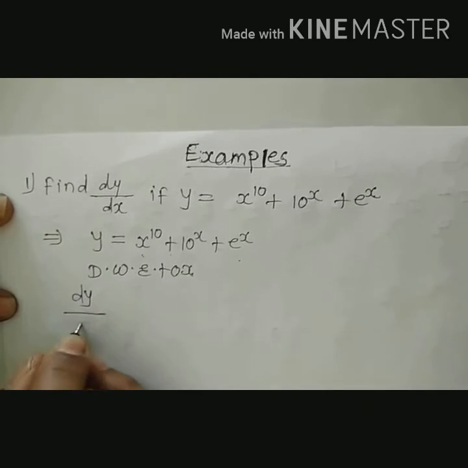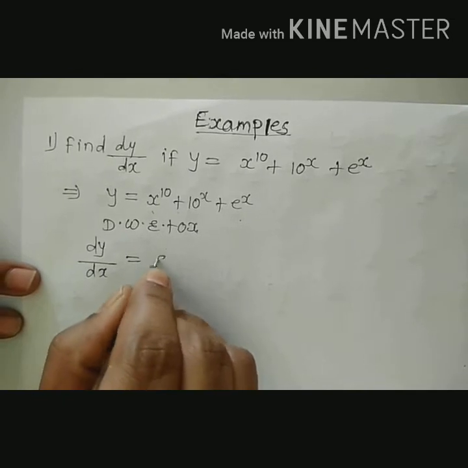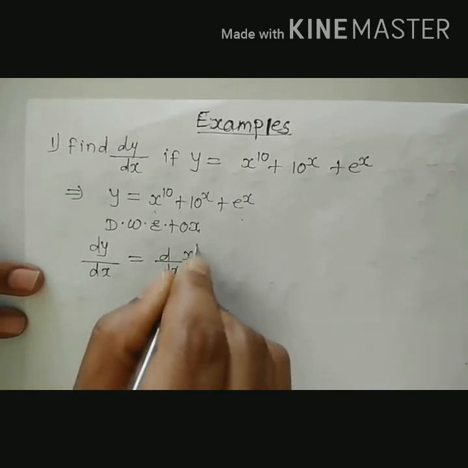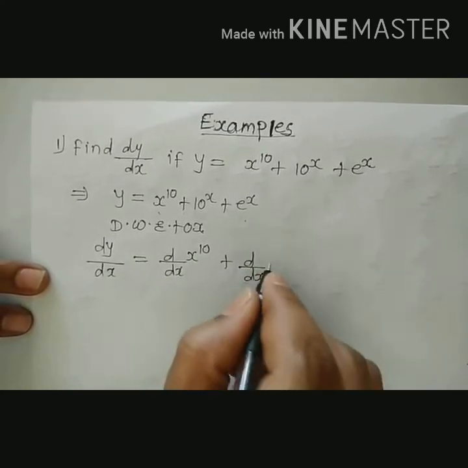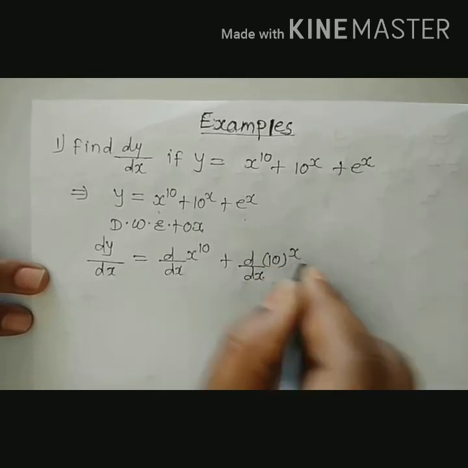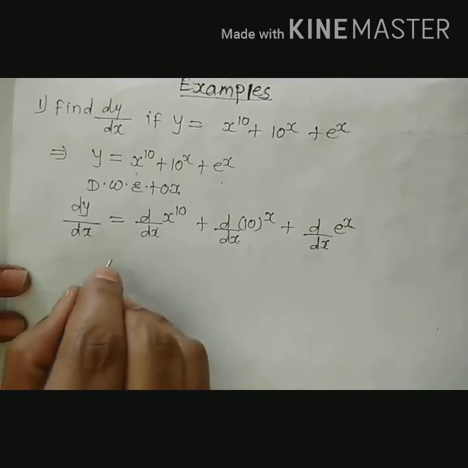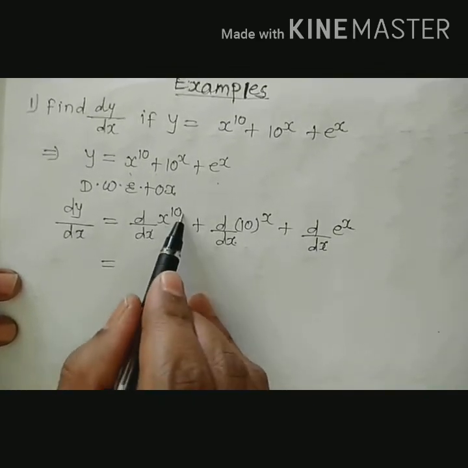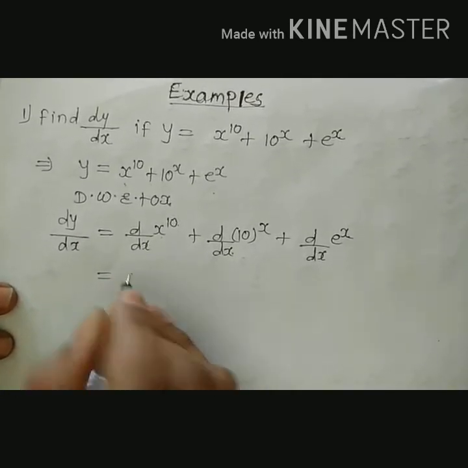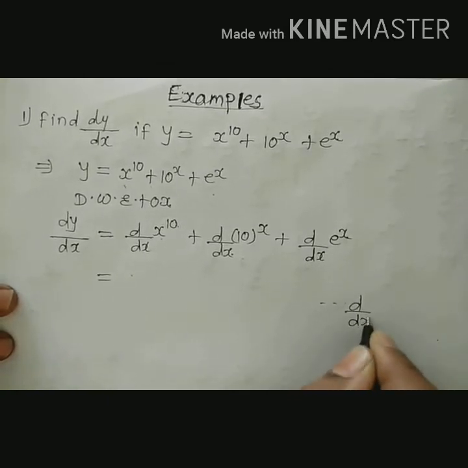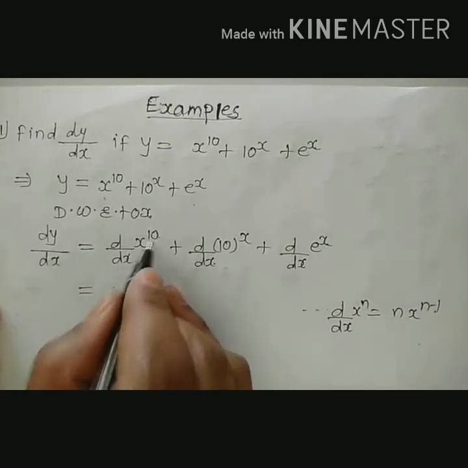dy by dx equals the derivative of x raised to 10 plus the derivative of 10 raised to x plus the derivative of e raised to x. Here x is the variable and 10 is the constant. Therefore, using the formula for x raised to n, we know that the derivative of x raised to n is n x raised to n minus 1. Here n means 10.